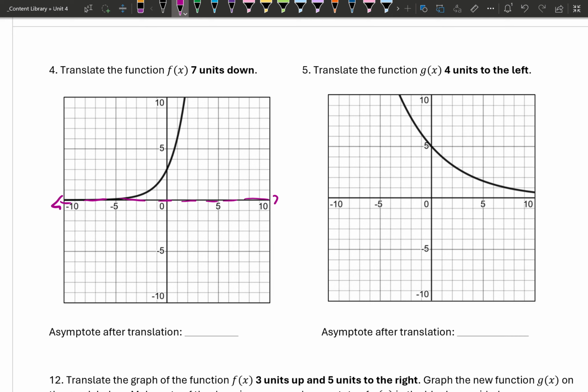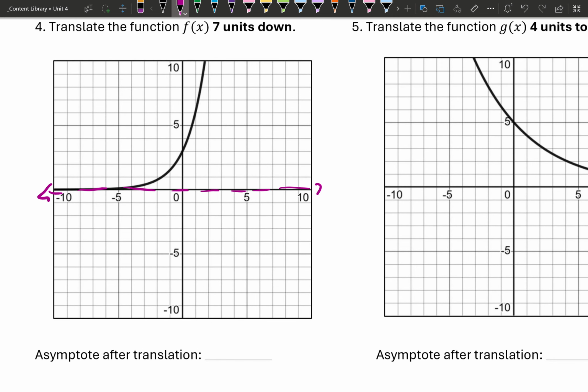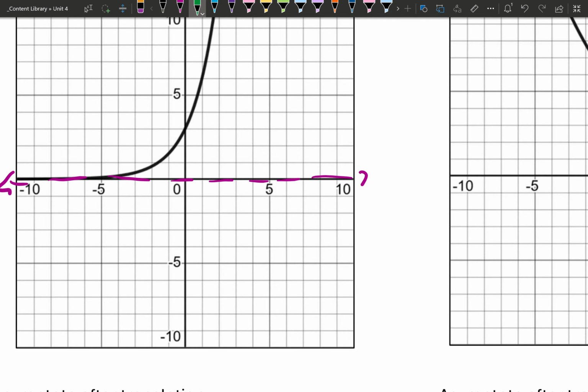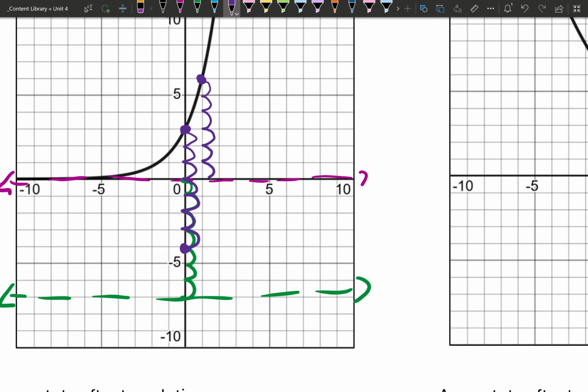Okay. And I'm going to move this 7 down. I'm going to pick 2 nice points and move those down. And then don't forget, we got to move the asymptote down too. Let's do that first. I'm going to move the asymptote down 1, 2, 3, 4, 5, 6, 7. Here's our asymptote. All right, now let's create some points. I'll use the y-intercept and then this one. Let's move them down 7.